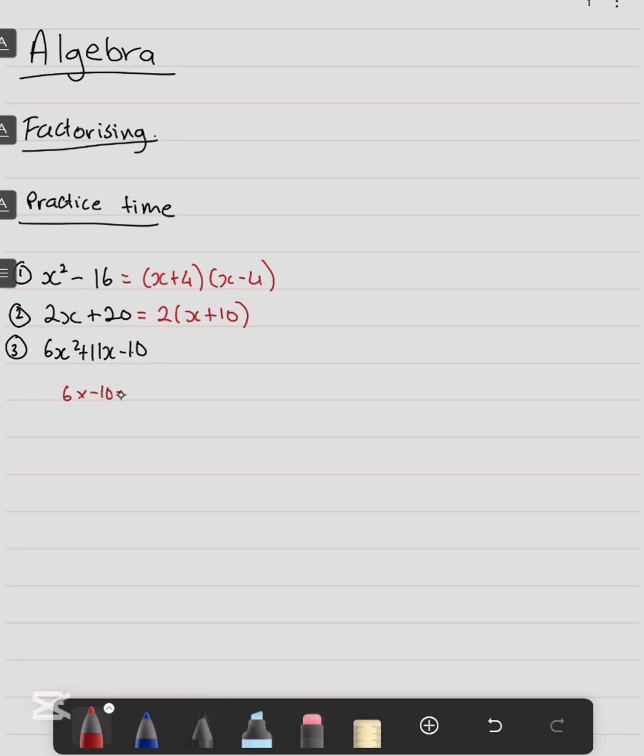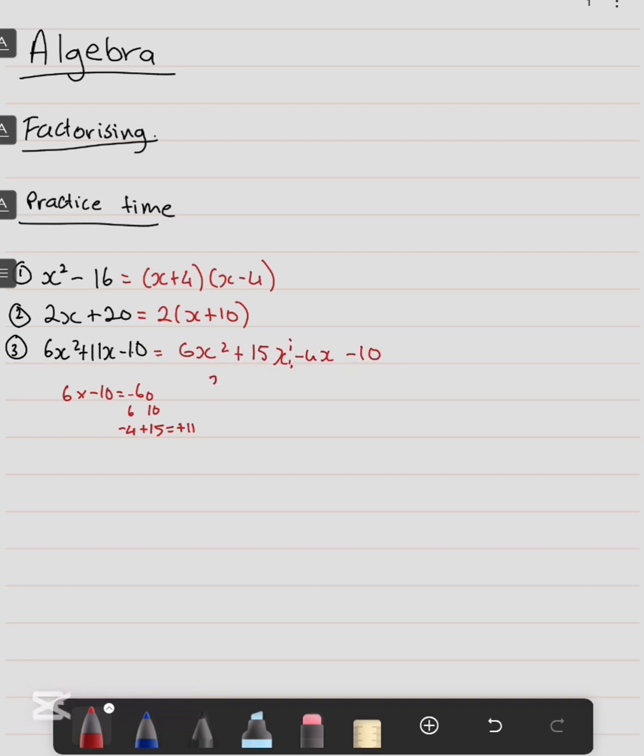We multiply our first and last numbers in the third question to get minus 60. We list the factors and see which ones will minus to 11. And we decide to use minus because it's negative 60. So we can see that minus 4 plus 15 will give us 11. So our 11x splits into 15x minus 4x.